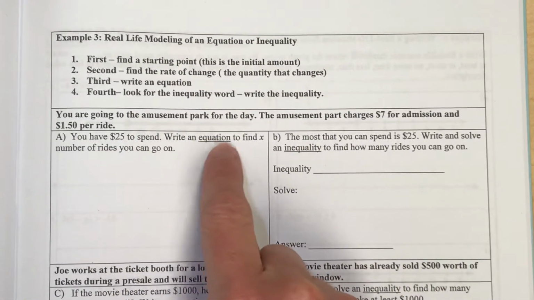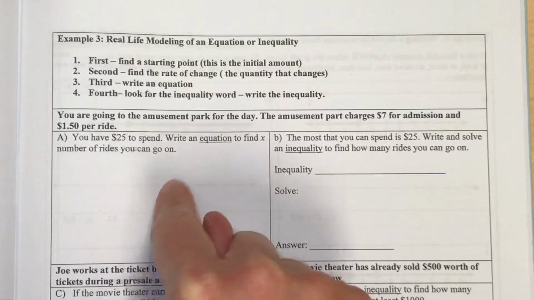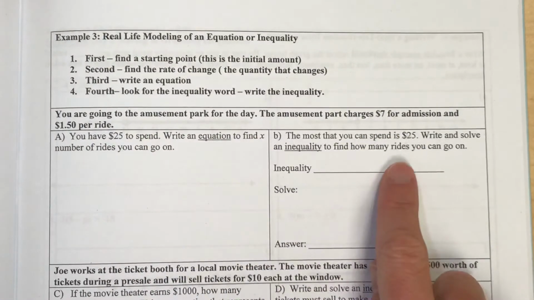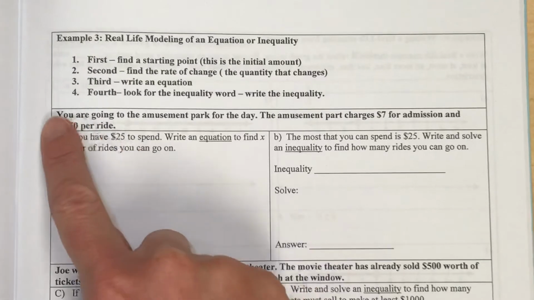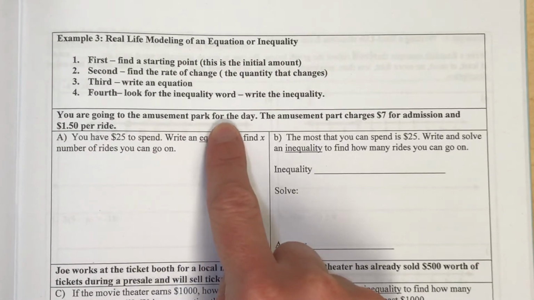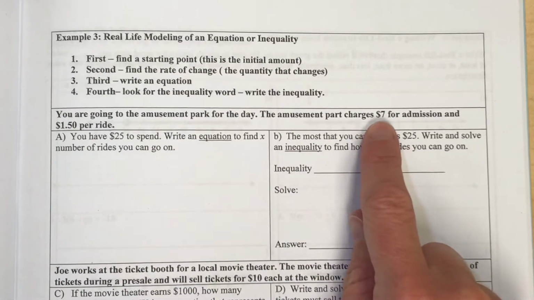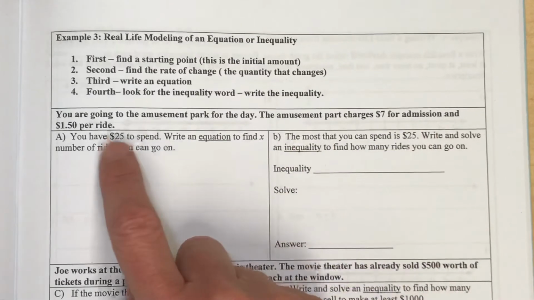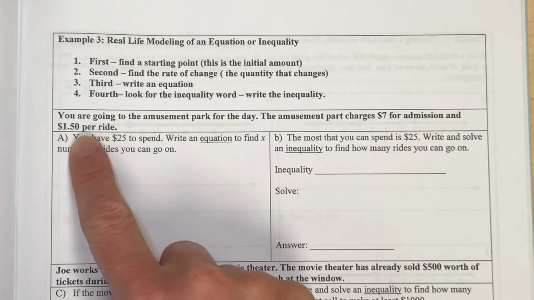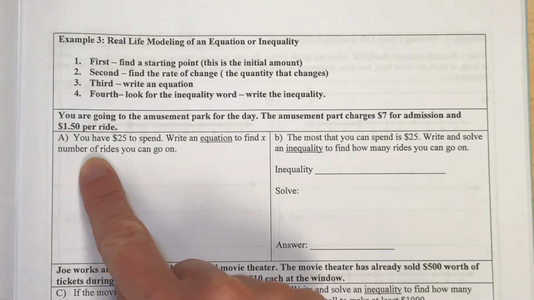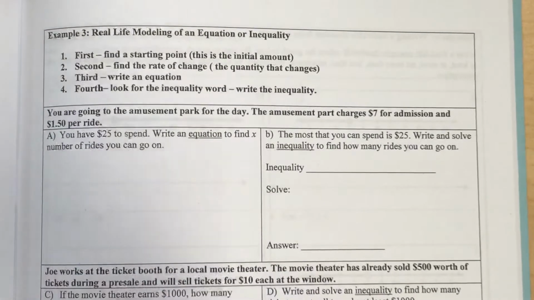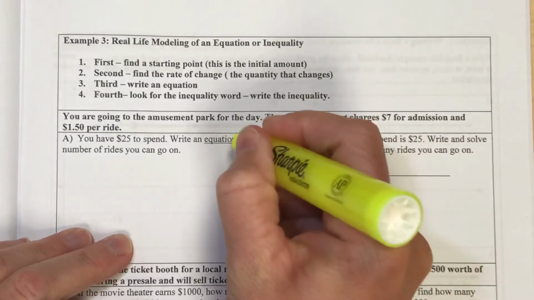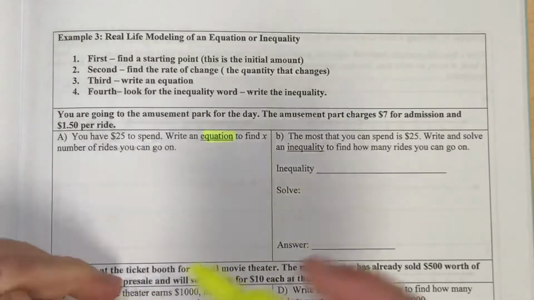So you'll notice that A, this first side here on the left, will be our equations, and B, we're going to change them to inequalities. And we're only going to solve the inequality ones. So for my first example, it says you're going to the amusement park for the day. The amusement park charges $7 for admission and $1.50 per ride. So part A says that you have $25 to spend. Write an equation to find X, the number of rides that you can go on.